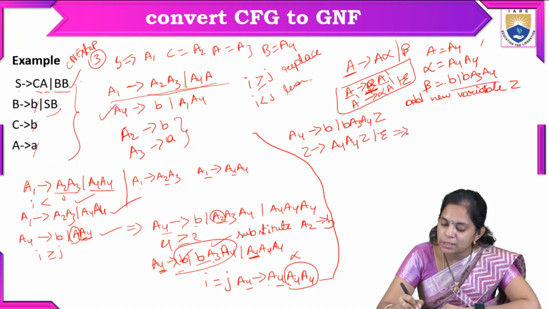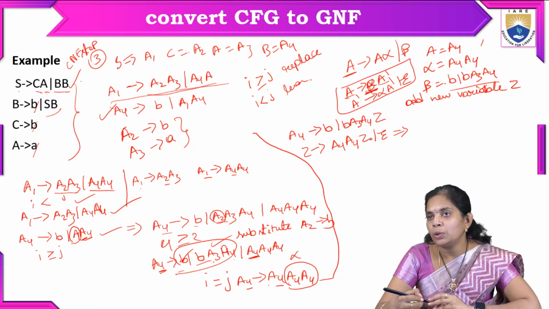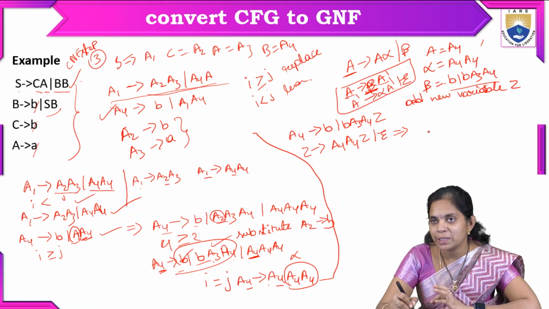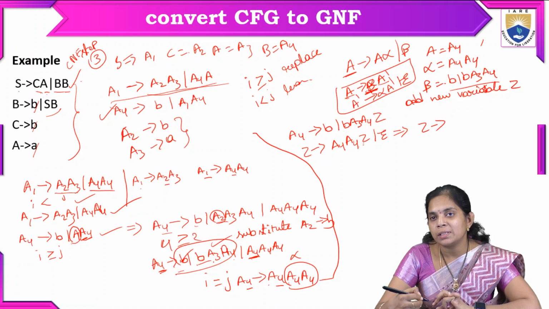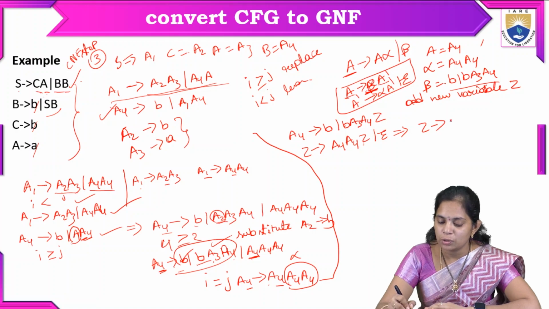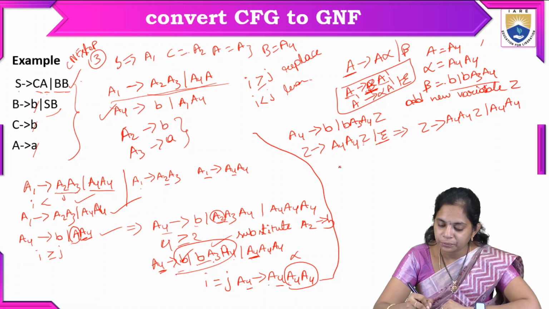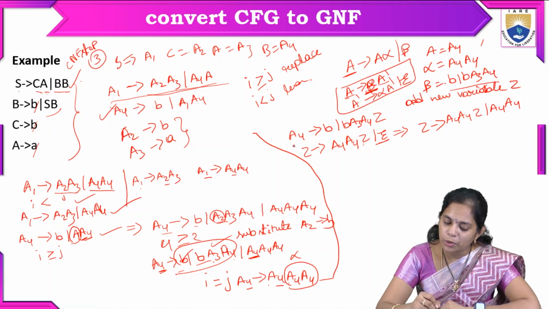So this one is changed to, so epsilon we need to remove. That is nothing but minimization. So how to remove this one? We will just replace this Z with the epsilon, and whatever the result, we will just add to that production rule. So A4 Z, and instead of this epsilon we are going to substitute the value A4. So these are the two production rules.